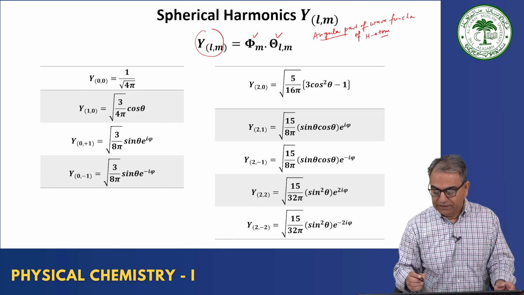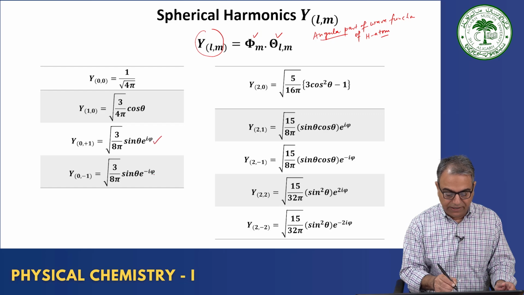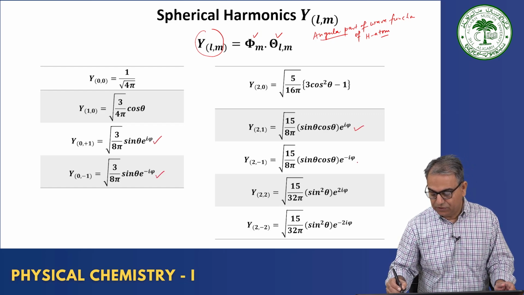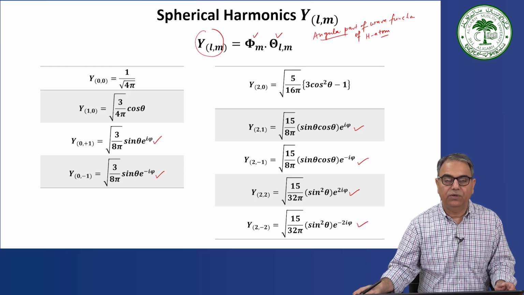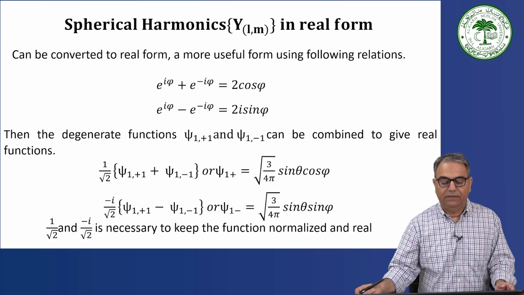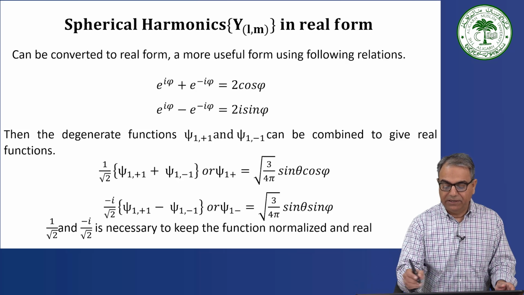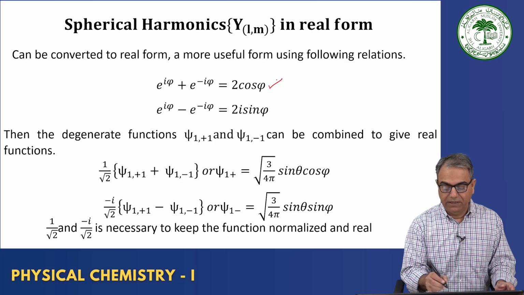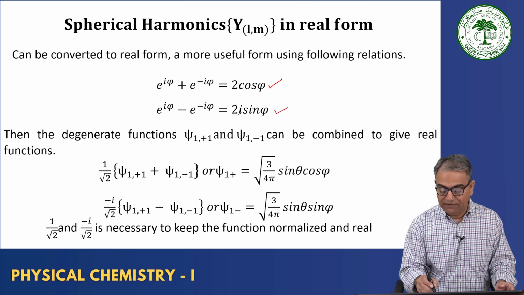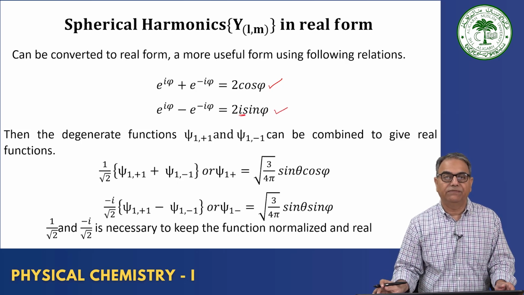But the tragedy is that in all these equations you find this imaginary value i here also, i here also. And if you want to physically interpret, you cannot interpret it, because physical interpretation is possible for real functions, not imaginary functions. So we can convert this spherical harmonics Y_LM into real forms, and for that the fundamental relationships which you have to use are exponential i phi plus exponential minus i phi is equal to 2 cos phi, and exponential i phi minus exponential minus i phi is equal to 2i sin phi. Again, you remember the product also has this value.